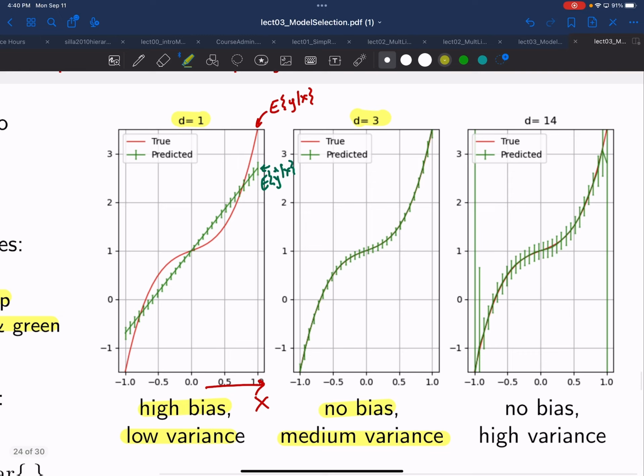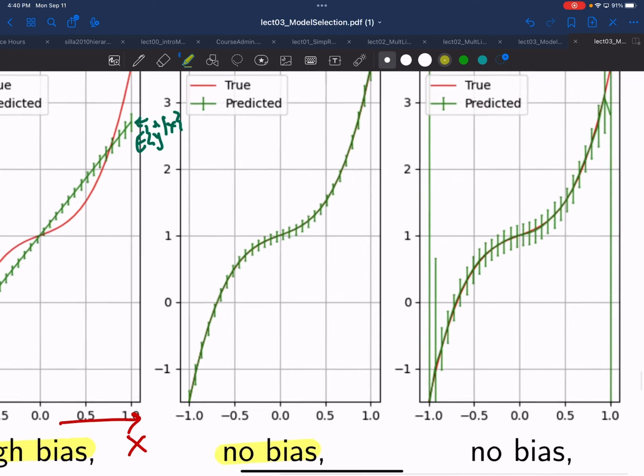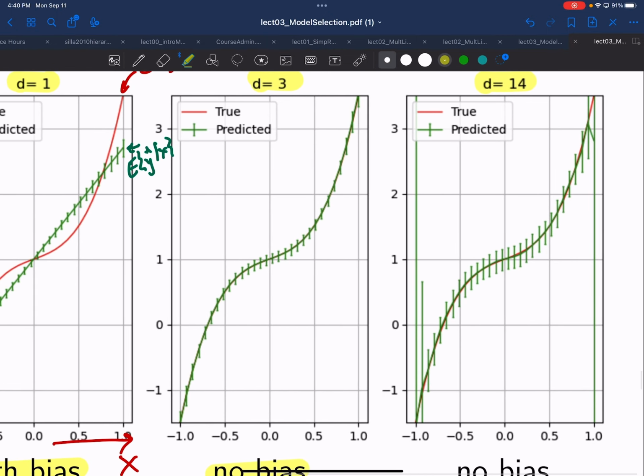Okay, so what happens now as we go to d equals 14? Maybe surprisingly, what happens on average is actually fine. The green curve is still almost perfectly, or in theory, it would be perfect, covering the red curve. The reason why the plot is not perfect is because I only used 100 averages. If you used an infinite number of averages, then the green curve would lie perfectly on top of the red.